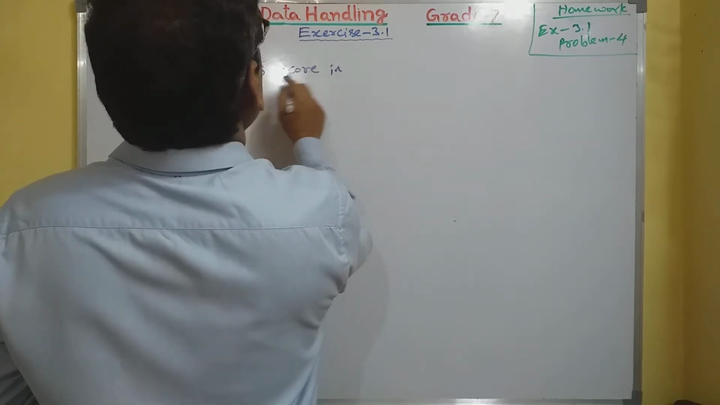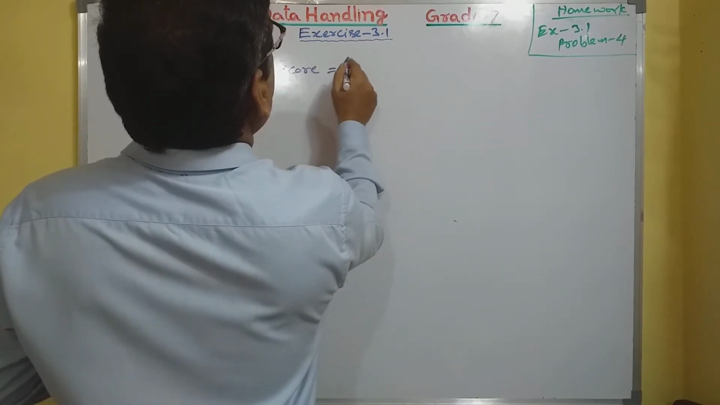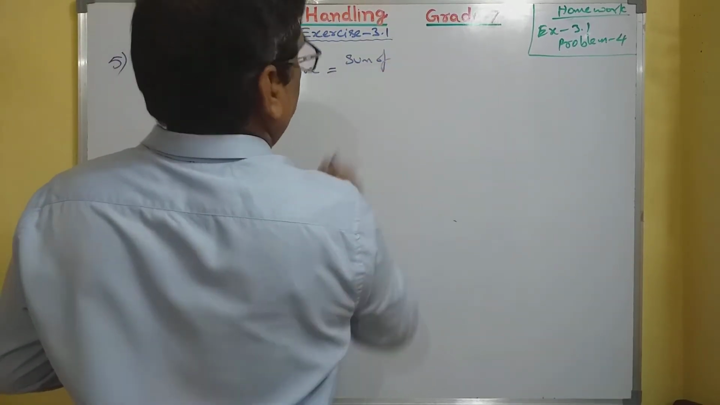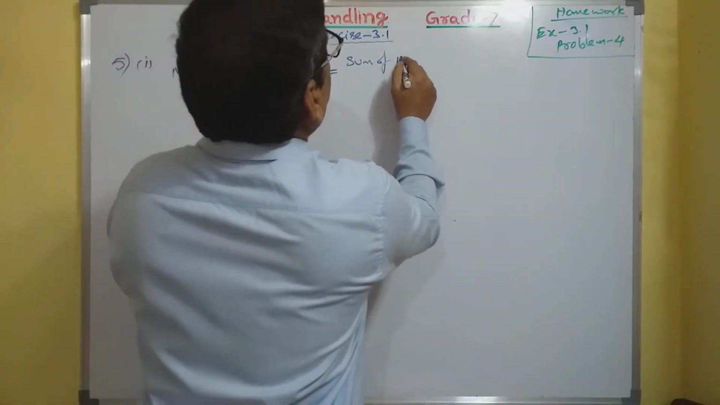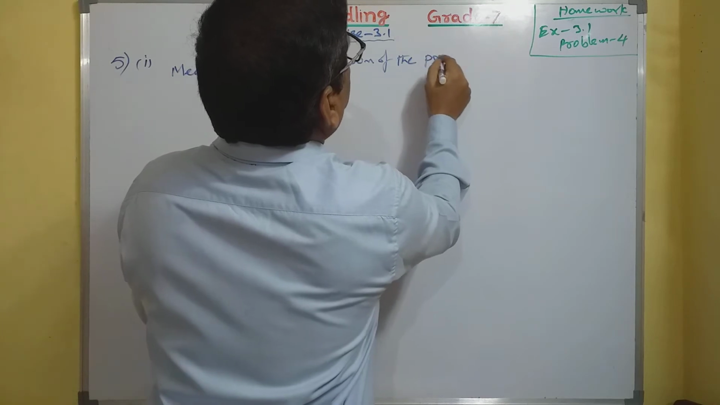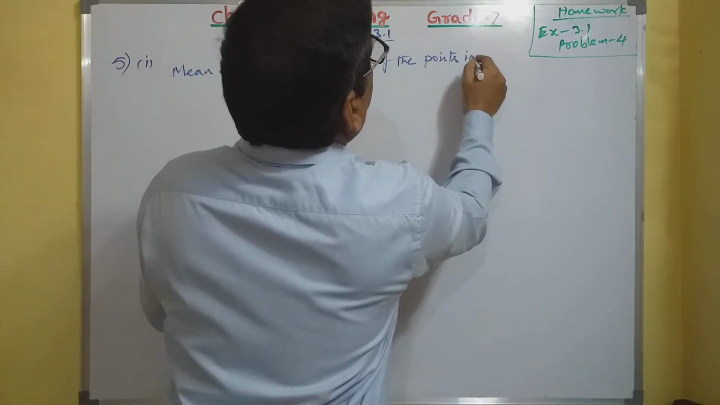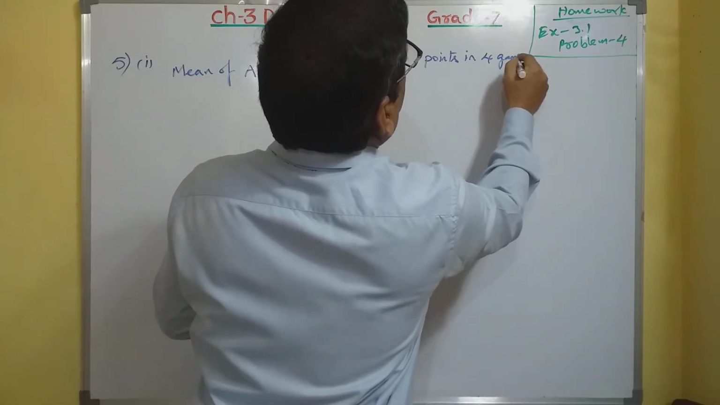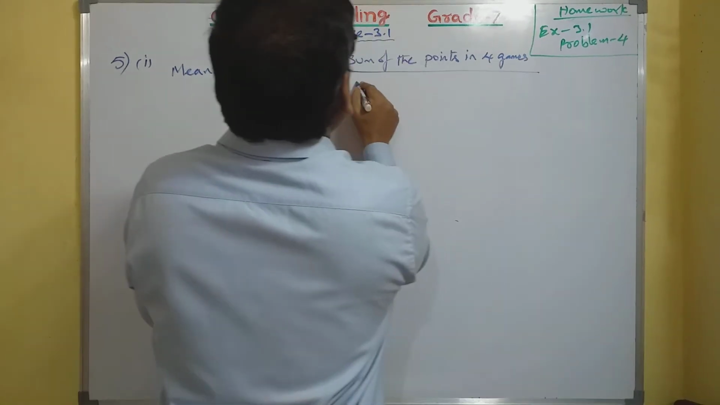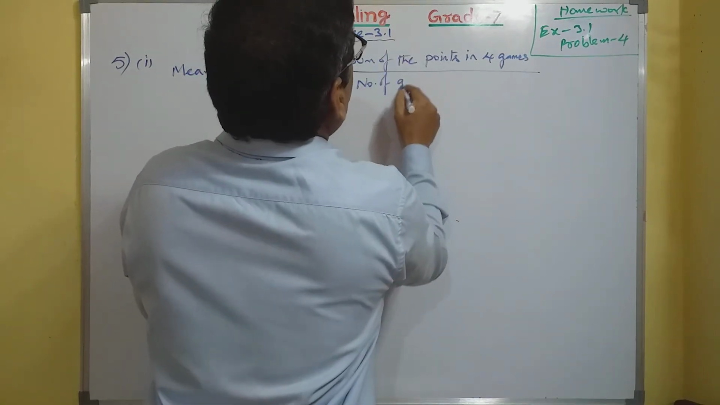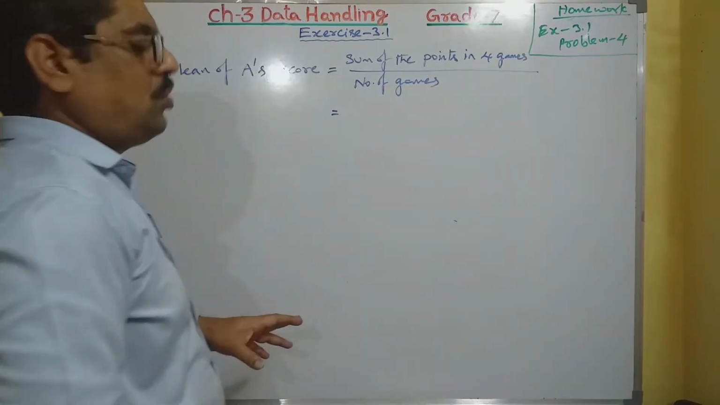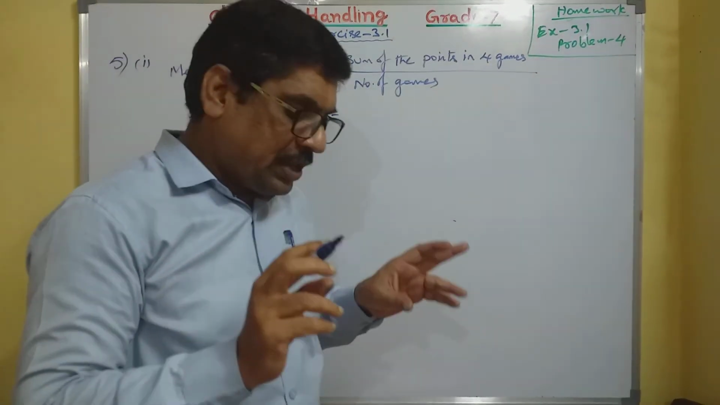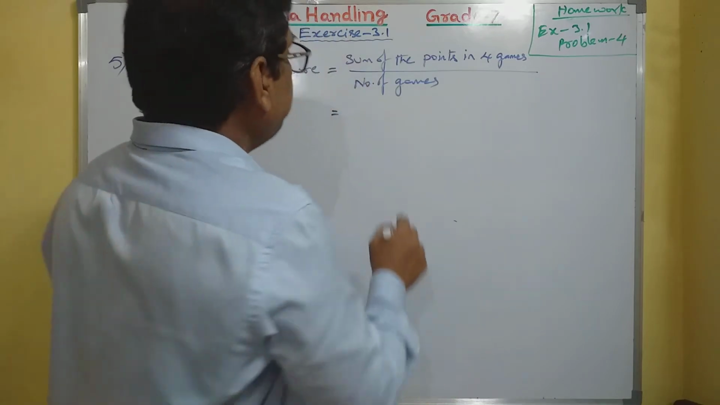So the mean of A's score is equal to the sum of the points in 4 games by the number of games. Okay, so here, what is the number of points you got in the first game?